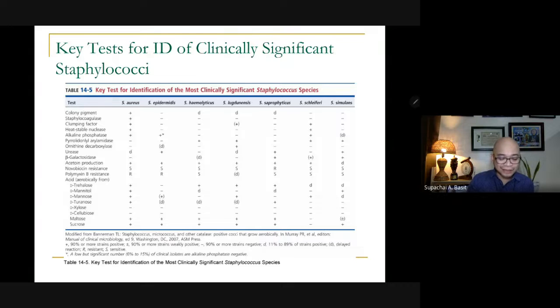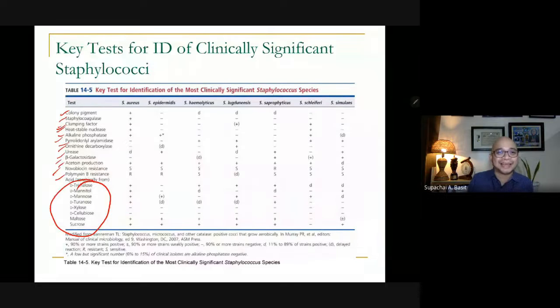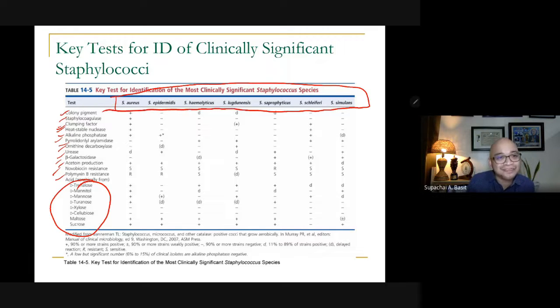So if you notice, you are looking at the colonies, the presence of coagulase and clumping factor, the presence of heat stable nuclease, alkaline phosphatase, pyrrolidonyl arylamidase, ornithine decarboxylase, urease, beta galactosidase, acetoin, novobiocin resistance, polymyxin resistance, and then different types of sugars that can be fermented, such as trehalose, mannitol, mannose, turanose, xylose, cellobiose, maltose, and sucrose. So this will allow us to differentiate different species of Staphylococcus. As you can see, in Staphylococcus, only aureus is positive.